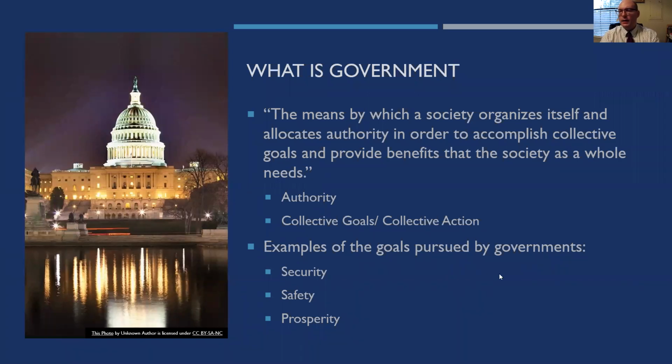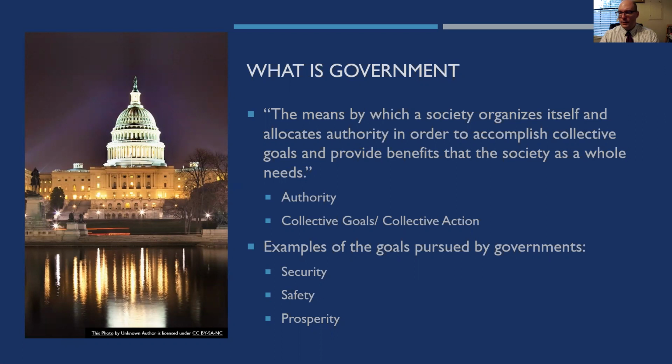What is government? Here is a definition from the textbook: basically, the means by which a society organizes itself and allocates authority in order to accomplish collective goals and provide benefits that the society as a whole needs, okay? So a couple of things to highlight from that definition. Focus on authority there, a common definition of the modern state that it has a monopoly on the legitimate use of violence. So it has some authority.